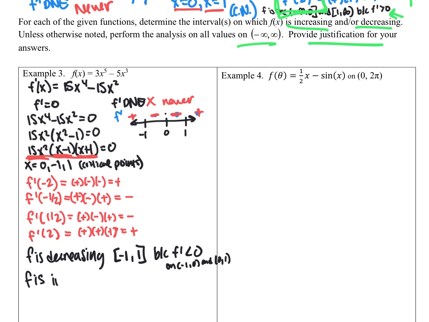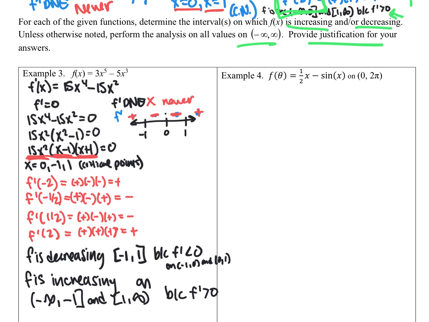F is increasing on negative infinity to negative 1 and 1 to infinity, those two intervals, because f prime is greater than 0.